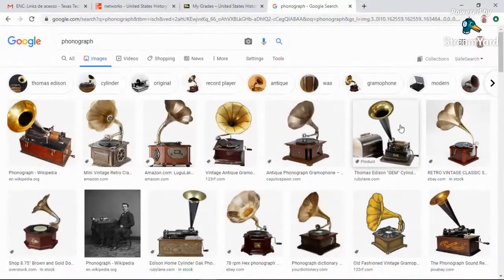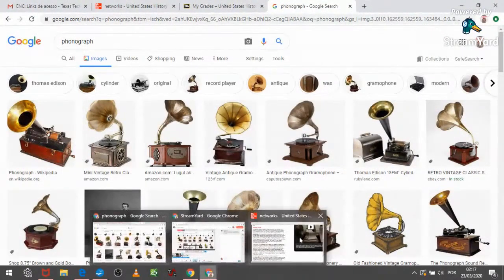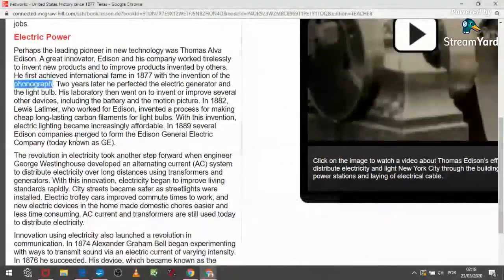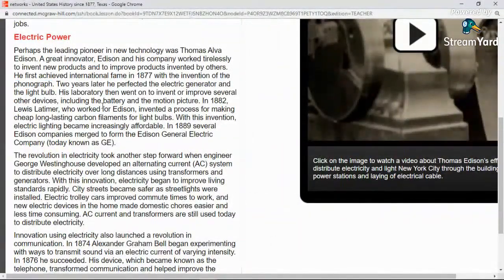So you can listen to music. This is before the iPod and before Spotify. You had the phonograph, and then he had the electric generator, and then the light bulb. So the electric generator is another important invention, right?